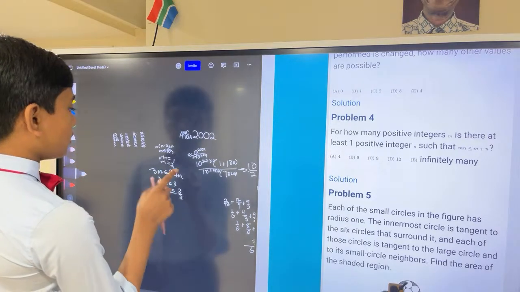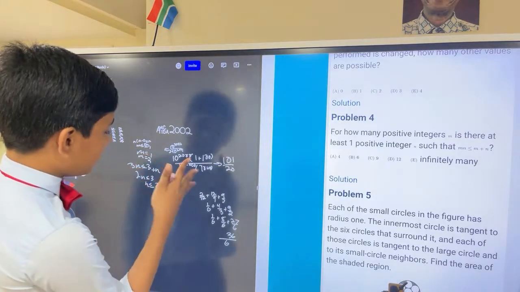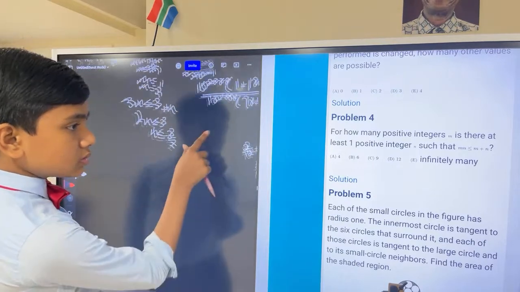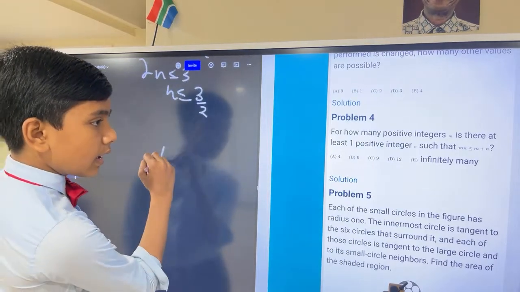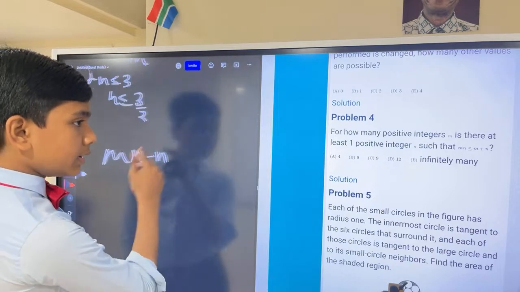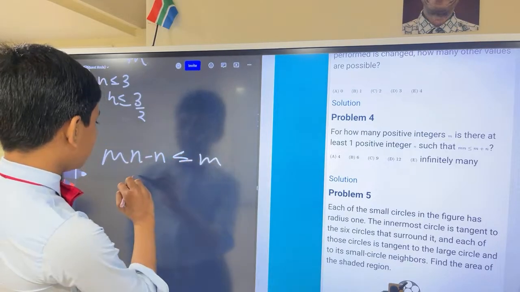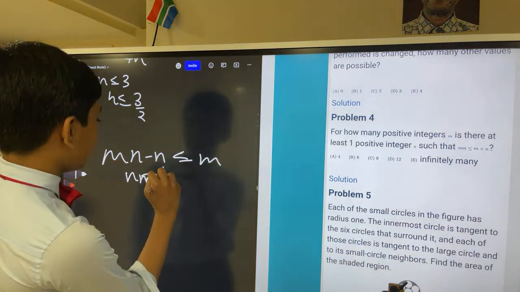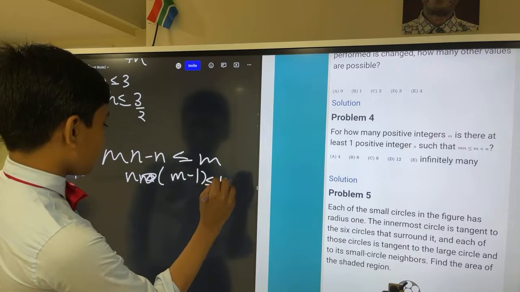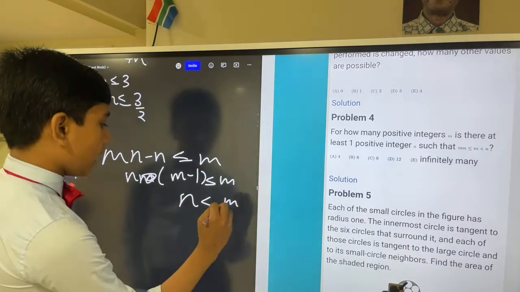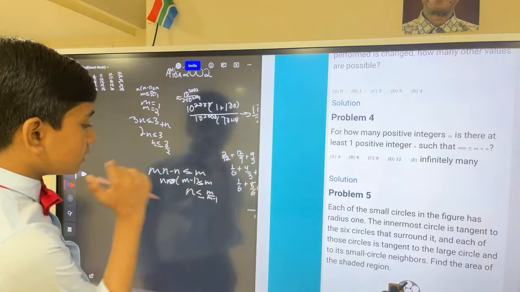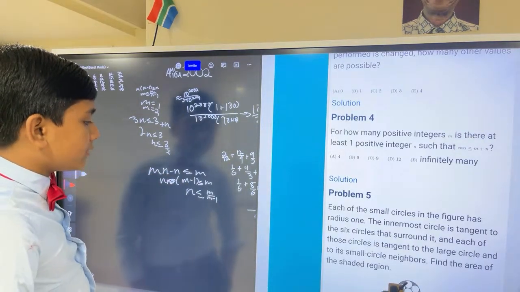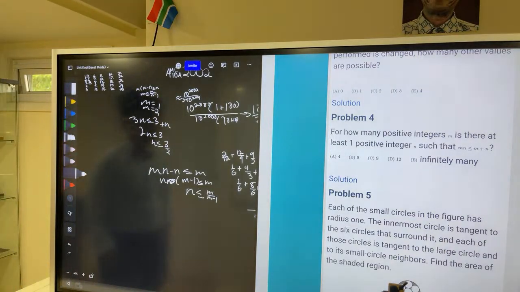Oh, so the restricted diameter actually for n, no? M to the minus n to m. So n times m. So n has to be less than or equal to m over m minus 1. So how many positive integers n is there, at least one positive integer n such that that happens?